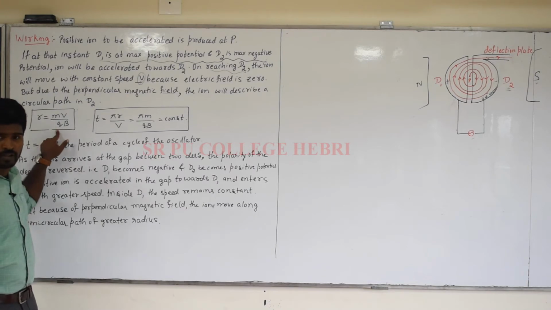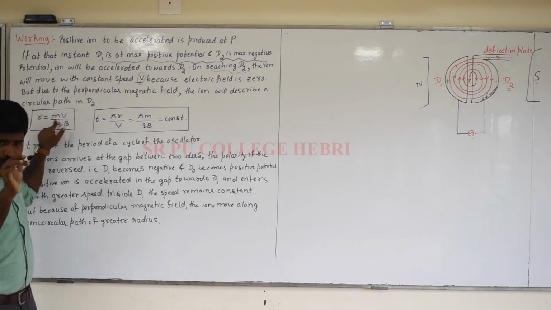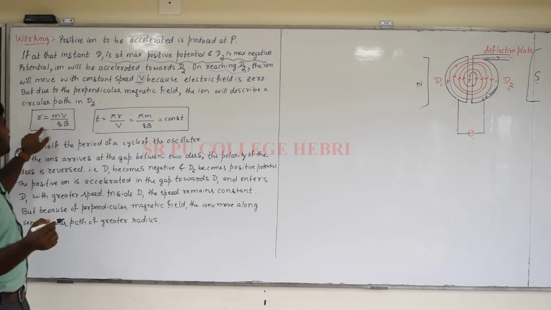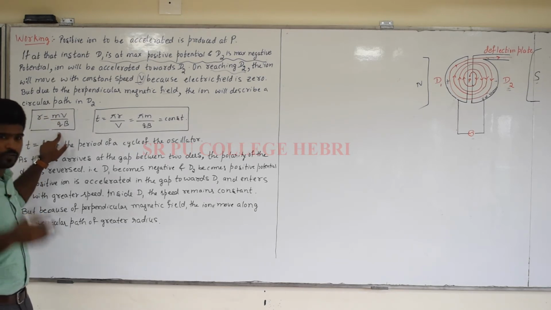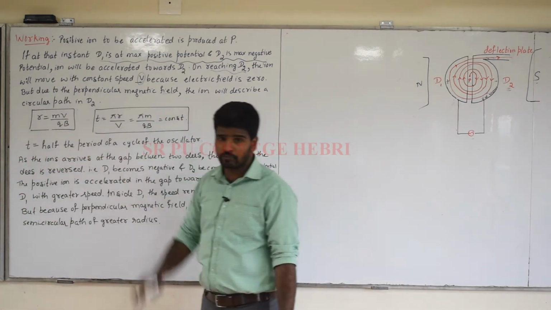Because of the centripetal force, the force experienced by the charged particle in a magnetic field, F is equal to qvB, where F acts as the centripetal force. Therefore, mv squared by R is equal to qvB. Therefore, R is equal to mv divided by qB. That term we have already defined. Therefore R is equal to mv divided by qB.